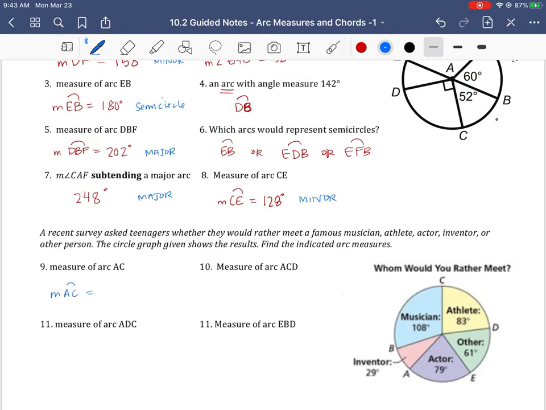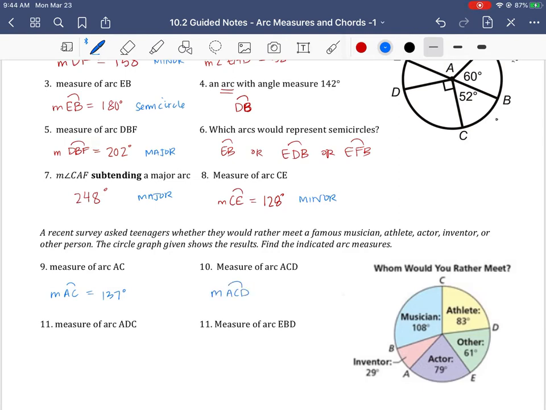And again, remember those angles that they're giving you represent both the central angle and the arc measure. So if this is what we're looking at from A to C, we go the shortest distance possible unless told otherwise, so A to C would be 137 degrees if we add that 29 plus the 108.